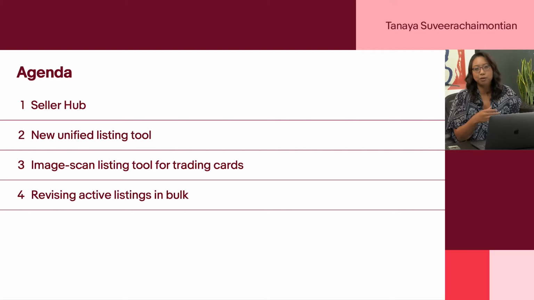So let's say you have a bunch of listings you've already listed and you want to make some revisions in bulk. You can do that very easily using Seller Hub active listings, and we'll show you how.